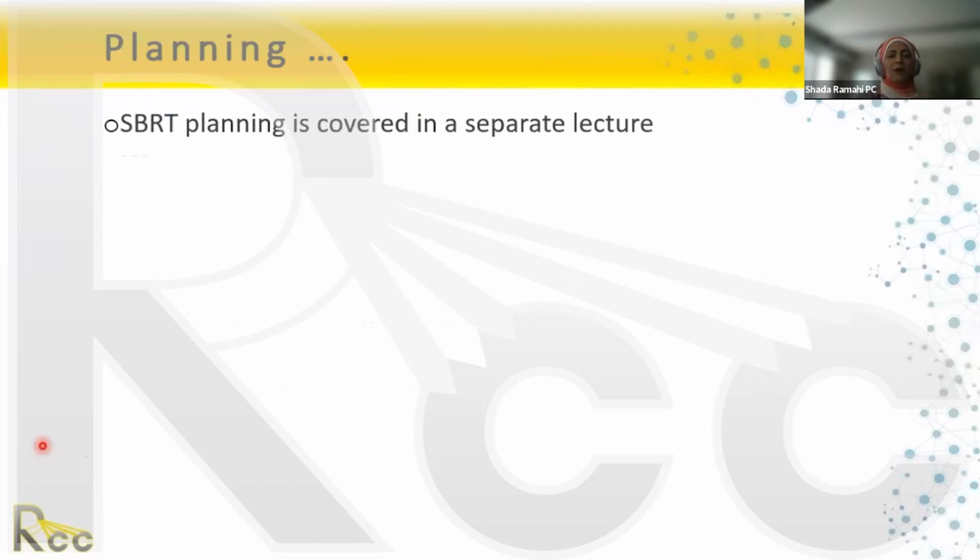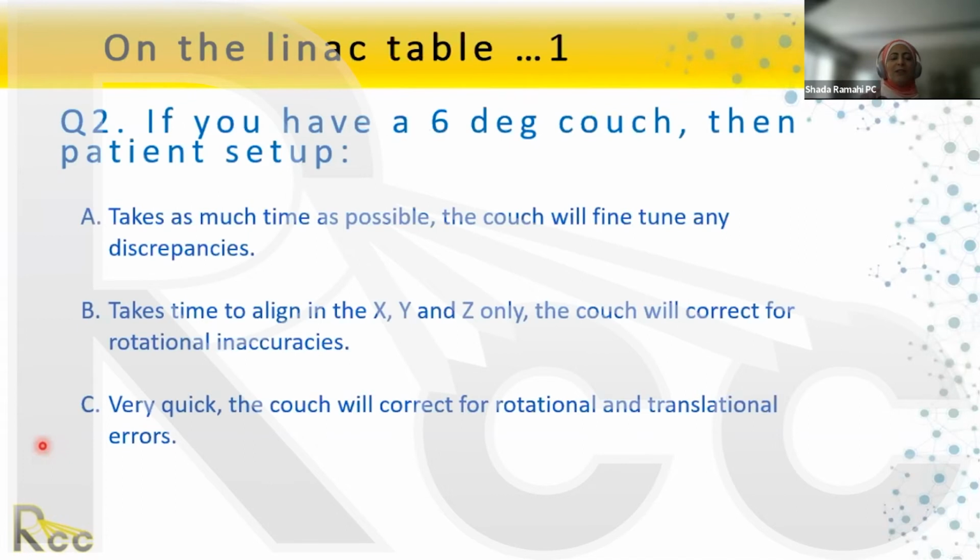Okay, so now you have your images, you have the plans ready, you have the contours ready for planning, and then you do SBRT planning, and that's something covered in a separate lecture. We're not going to go over it here. You finish the planning, you push everything to the LINAC side. And people on the LINAC side either will love you or will hate you, depending on what you produce. Before we go to that, here's another question.